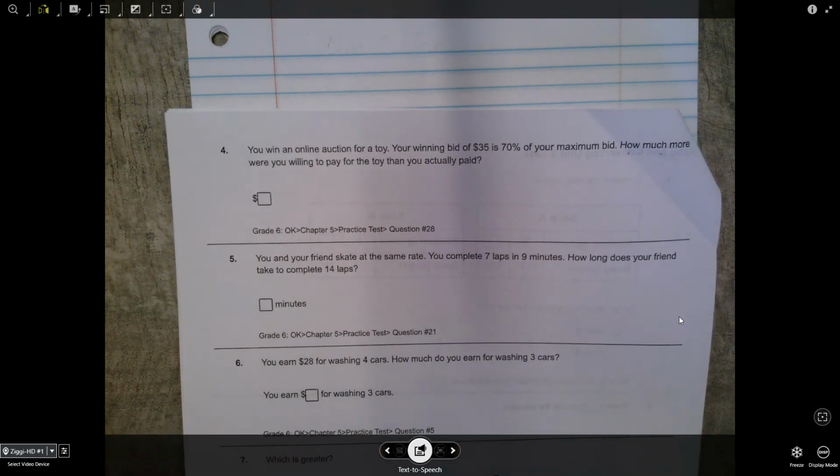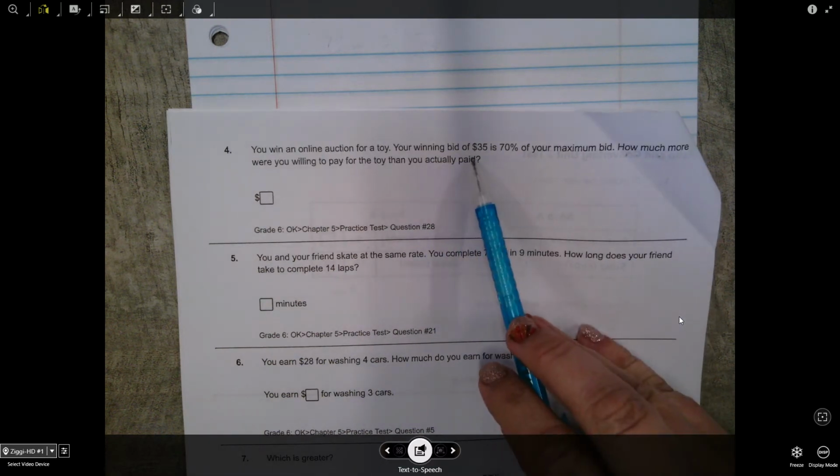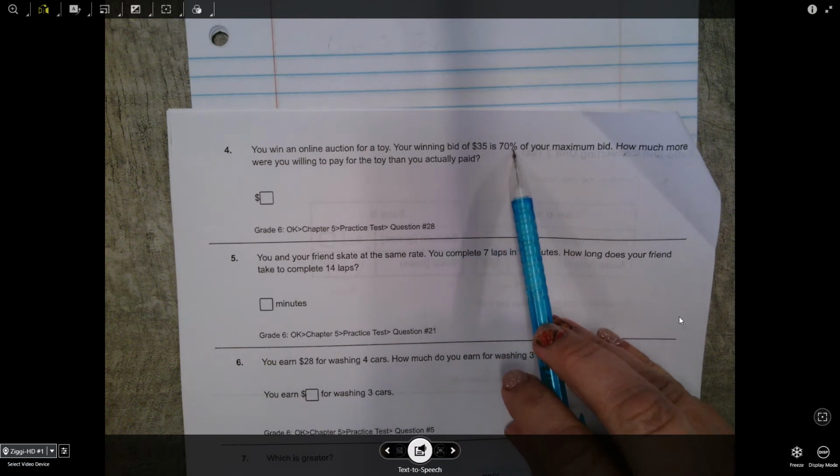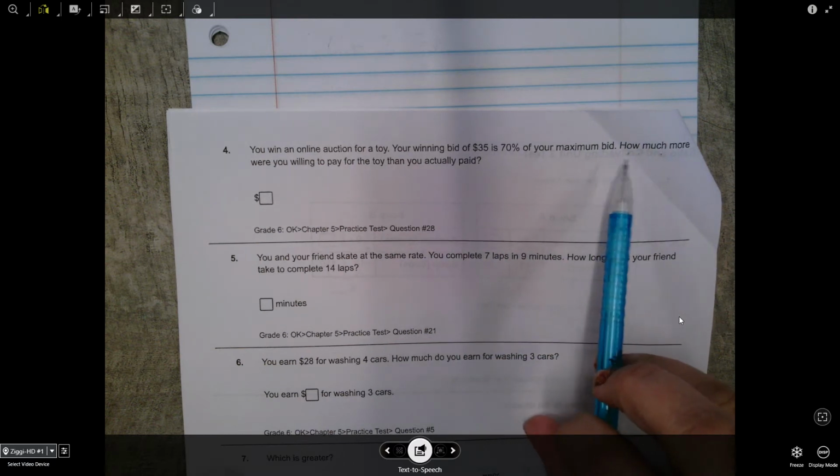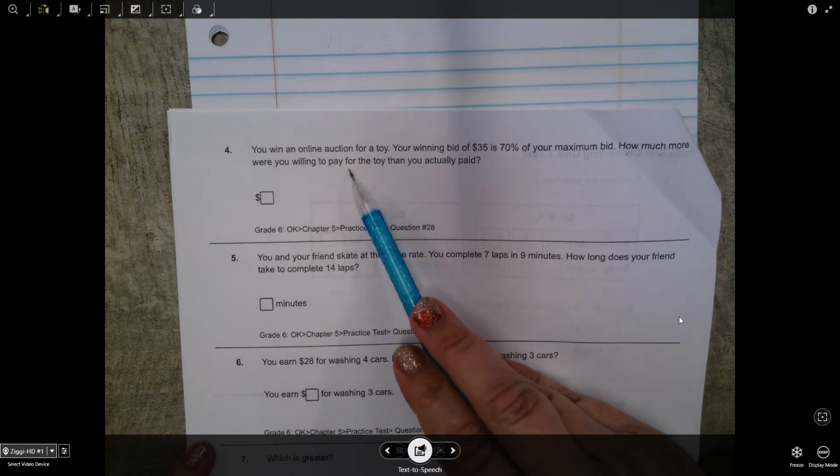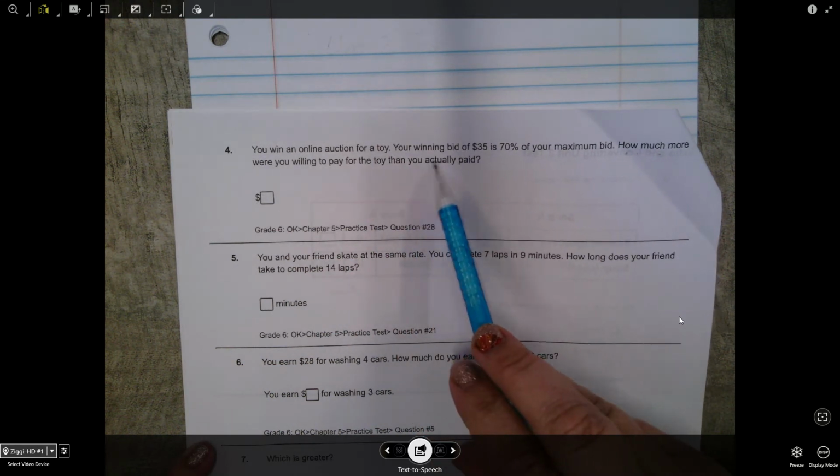You win an online auction for a toy. Your winning bid of $35 is 70% of your maximum bid. How much more were you willing to pay for the toy than you actually paid?